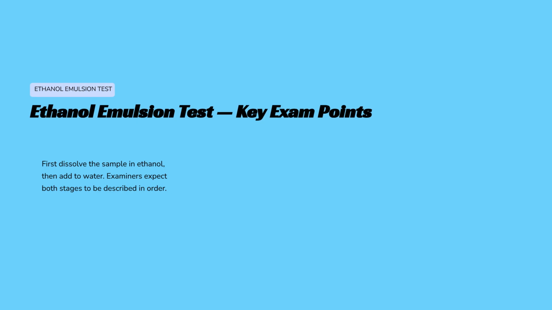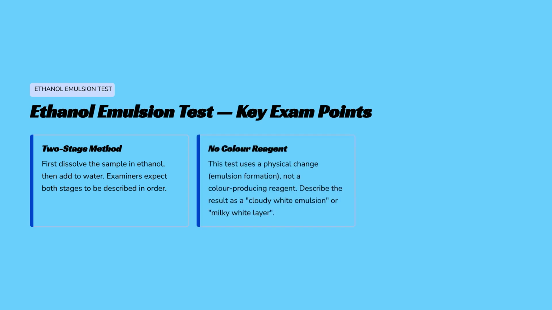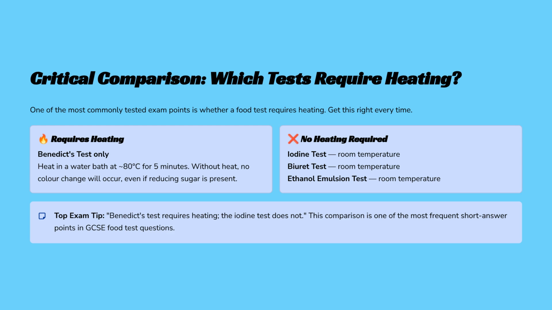Remember these key exam points. The test is a 2-stage process. It relies on a physical rather than a chemical change, and it is carried out at room temperature without any heating. A common exam question involves knowing which tests require heating. Remember that only Benedict's test requires heating in a water bath at 80°C. All other tests, iodine, Biuret, and ethanol, are performed at room temperature.